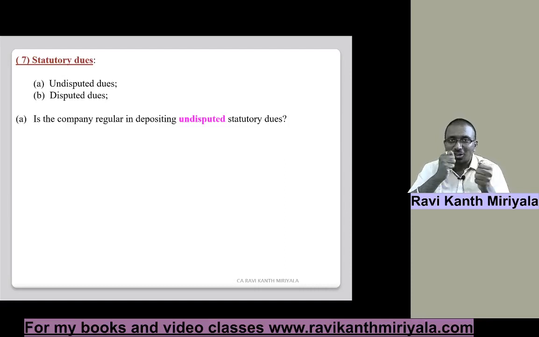See, this show cause notice, we'll send a representation through a chartered accountant or a lawyer or whoever the expert is. That is not a dispute. Dispute means they filed a case against us and we are fighting in the court of law. That is a dispute. Try to understand the words. Undisputed means I am liable to pay, I did not pay, that's it.